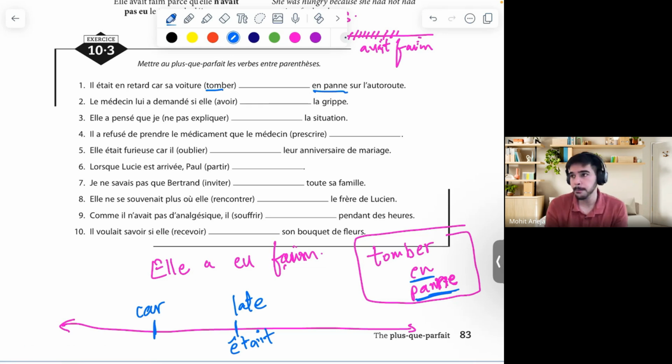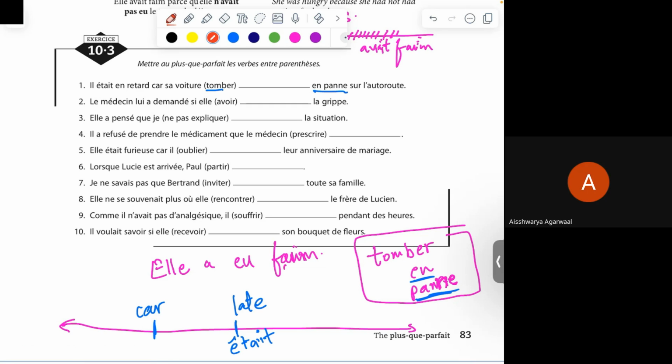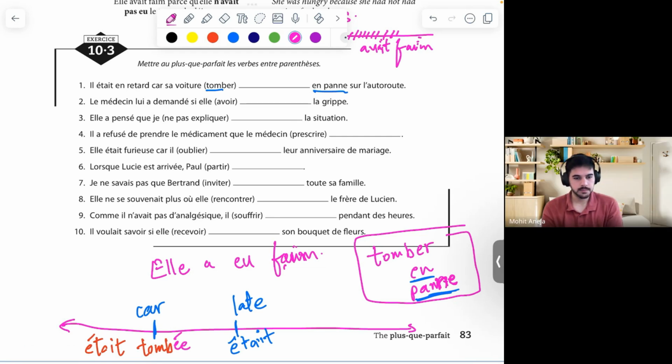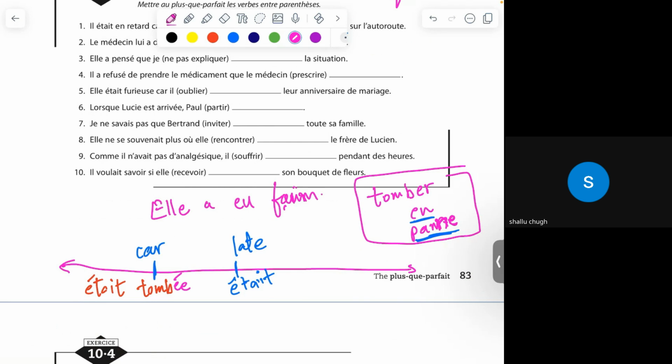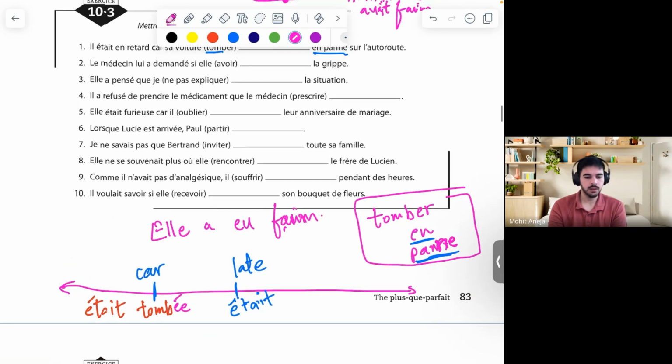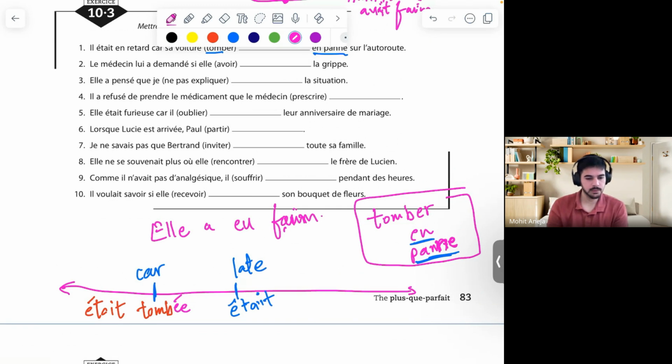Sa voiture était, ETAIT, oui, tombe with an extra E. Shalu, is there any doubt in this? No, sir. It's fine. Maybe, yeah. Okay. Now you're gonna do two different examples for me, okay? And I'll give you the number.